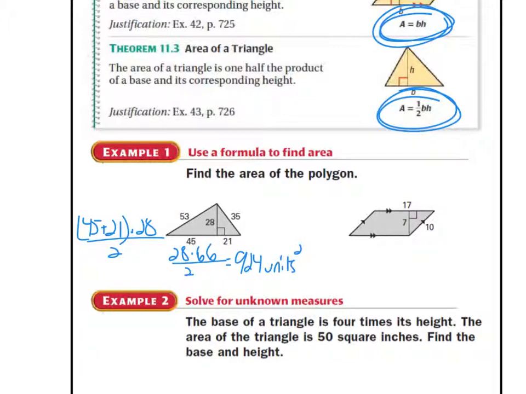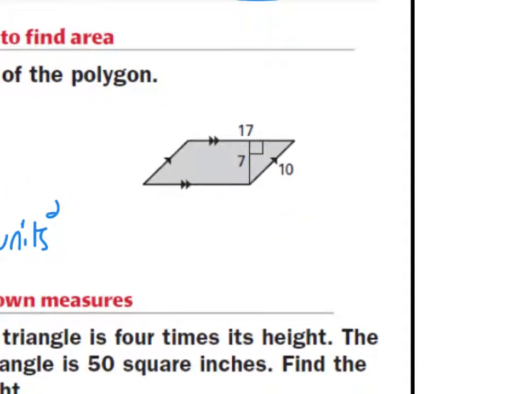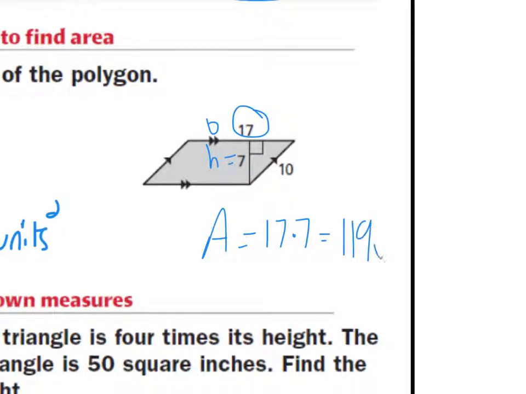So now let's look at the parallelogram. The base, it shows me up here, is 17, and the height is 7. So my area would be base times height, 17 times 7, which is 900, excuse me, let me erase that, 119 units squared.